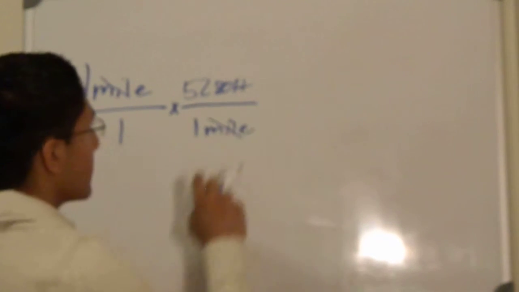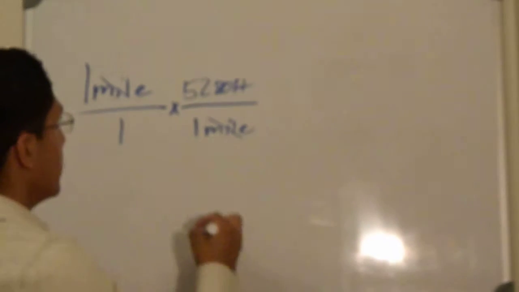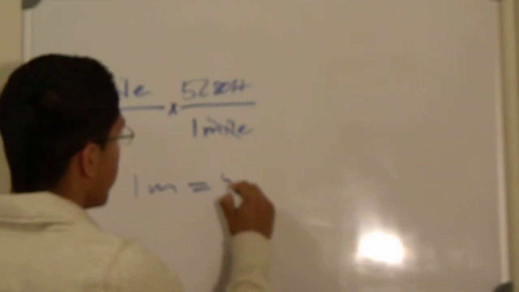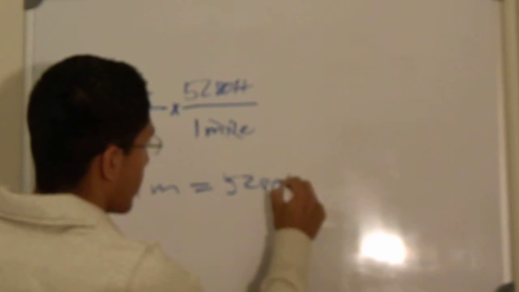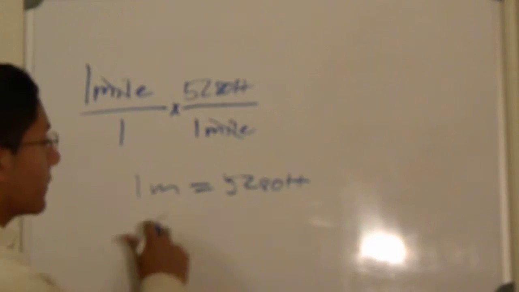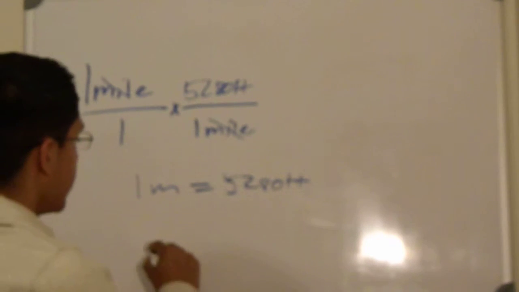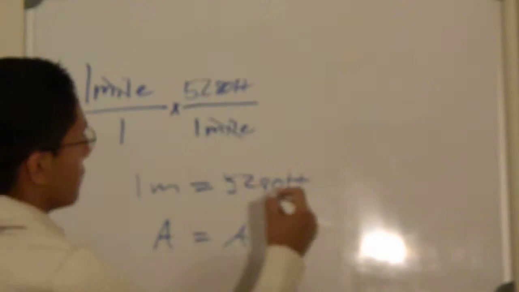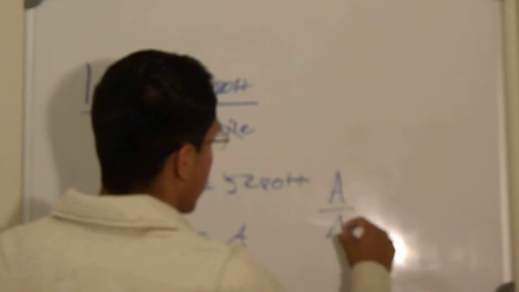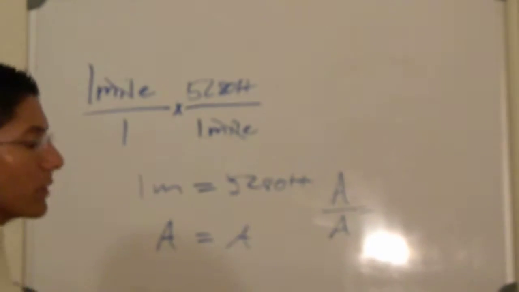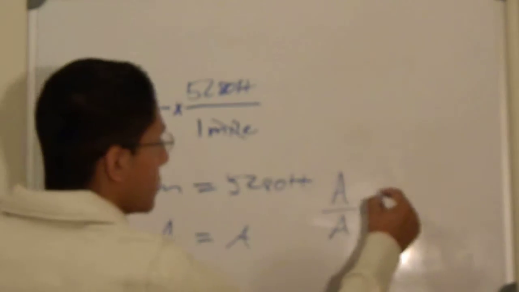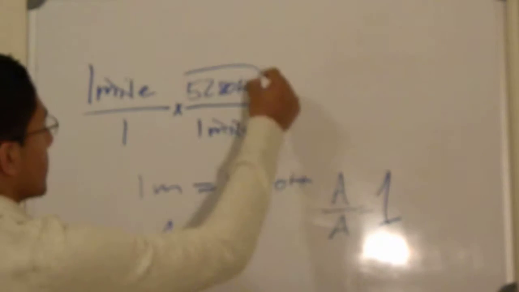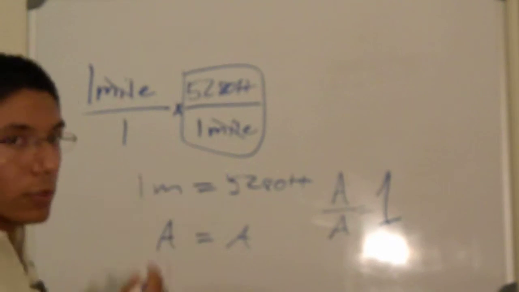The key fact you should be noticing is that 1 mile is equal to 5,280 feet. So if they're equal, say A is equal to A, and you write it in this form, A divided by A, what do you know about this? You know that it's equal to 1. So this here is equal to 1.